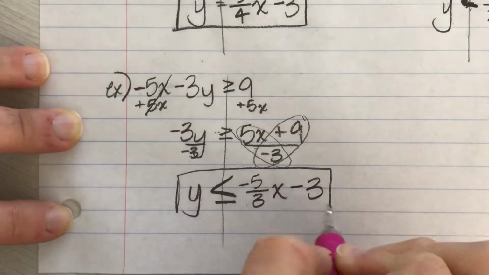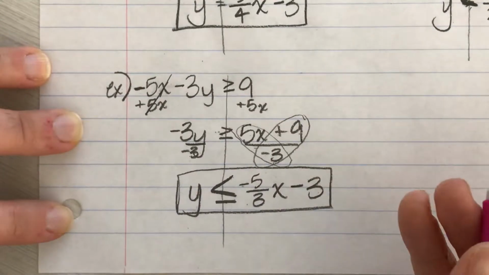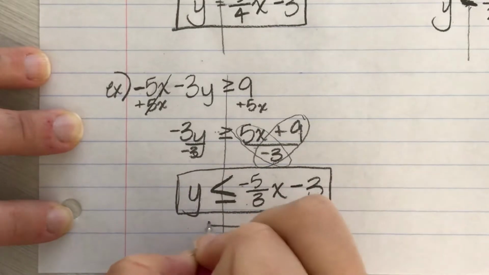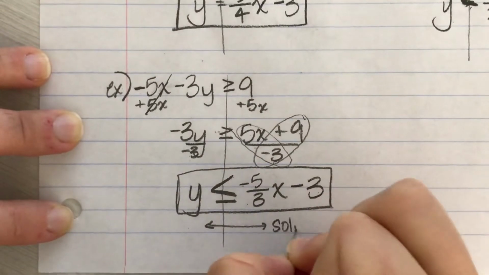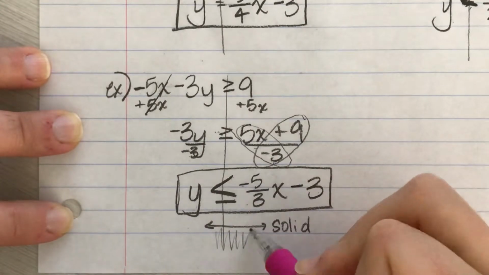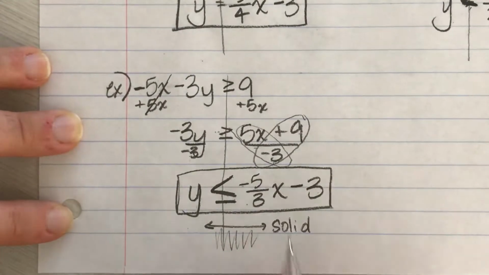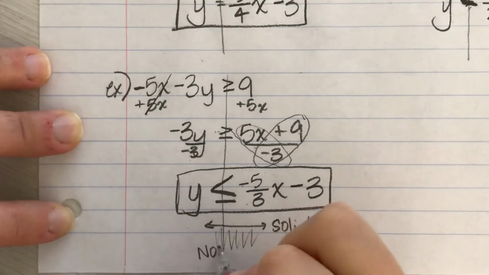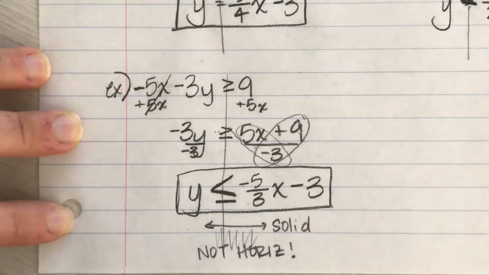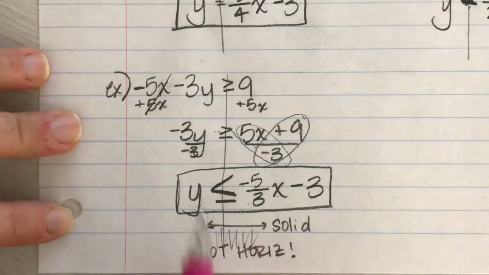And then as far as graphing this one, I would have to be aware of the fact that it is going to be a nice solid line, so no dashed lines in there at all. And this one ends up being a less than as well, so I would shade underneath wherever that line is. It's not a horizontal line, okay? I just wrote that as an example, but it is not horizontal because it has a y and an x, all right?